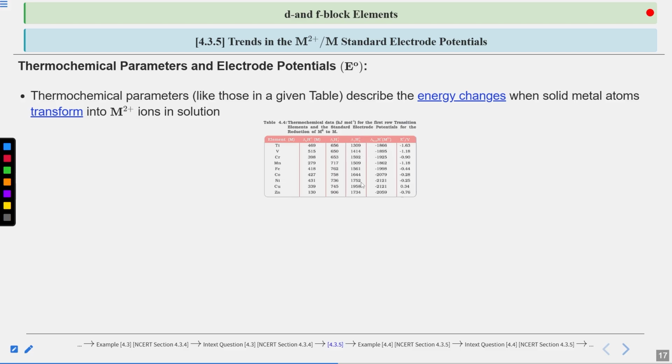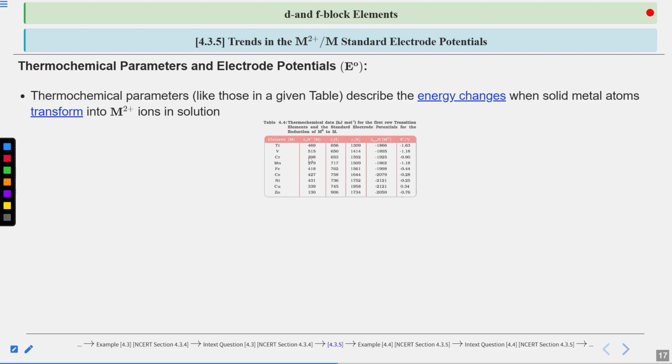And then the metal in the +2 state in the gaseous state is going to convert into the metal in the +2 state in the aqueous state, which is going to need the hydration enthalpy. Okay, so this is how different energy changes are involved when you're talking about the M to M2+ conversion, the transformation of the metal into the metal 2 positive ions. Okay, so we have been given different data for different energy changes.